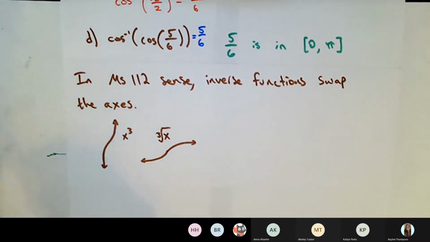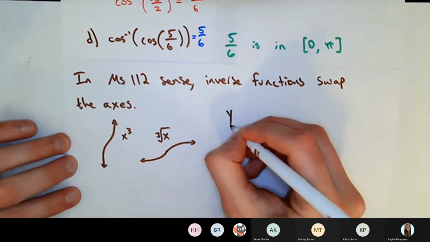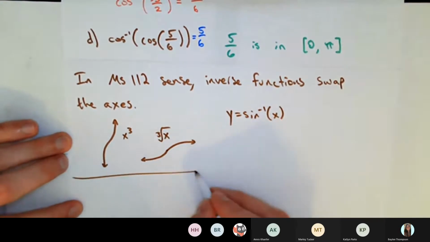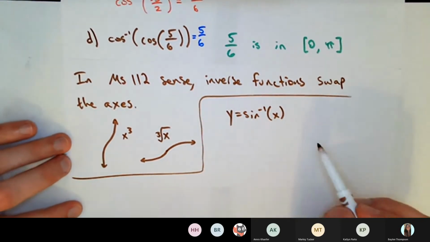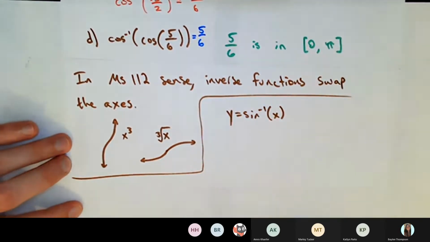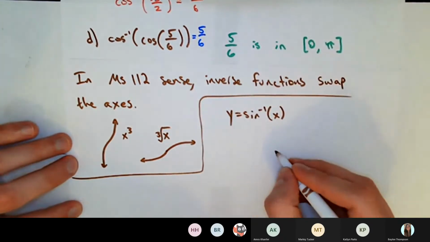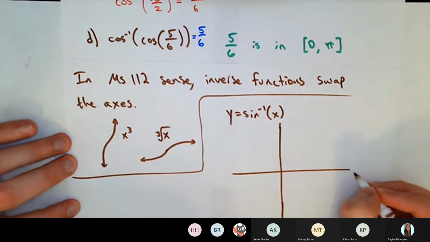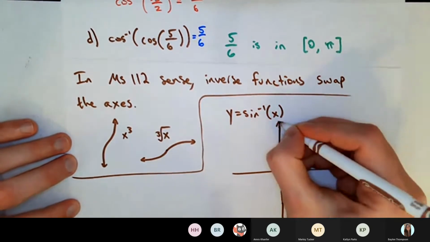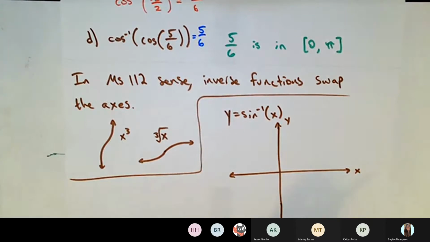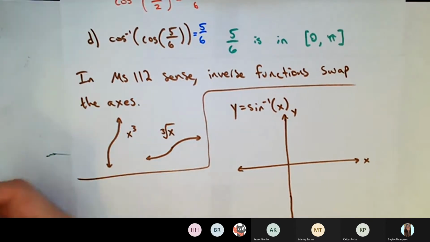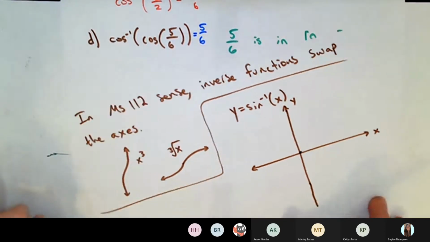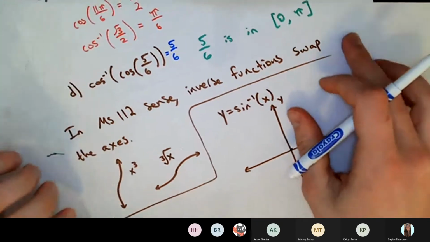So we expect, for instance, y equals sine inverse of x to look like a sine function, but on its side, pointing up and down, right? And I'm still going to call this side x and this side y. What do I expect a sine inverse function to look like? Well, it's like this on its side. I've got to be careful about how I'm flipping it here.